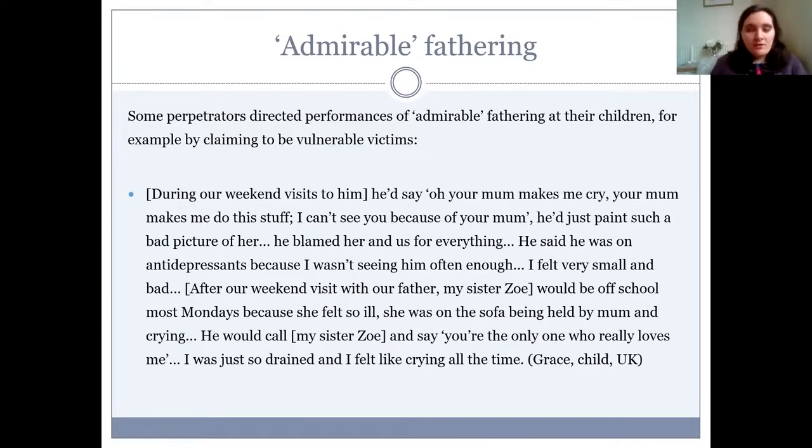After our weekend visits with our father, my sister Zoe would be off school most Mondays because she felt so ill. She was on the sofa being held by mum and crying. And he would call my sister Zoe and say, "You're the only one who really loves me." And I was just so drained and I felt like crying all the time.